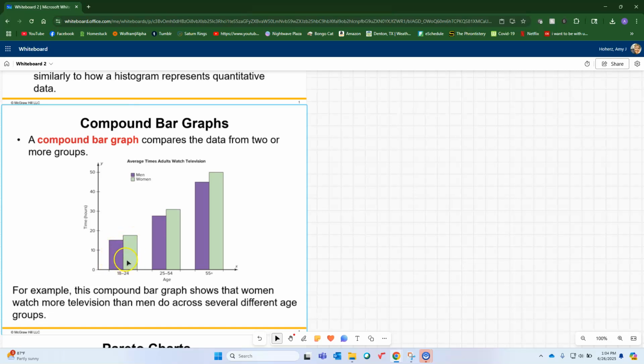And so for here, you could see for like the 18 to 24-year-olds, the men are at about 16 or so, and the women look like they're maybe at 18 as far as their hours. And then they have it broken up by 3 different age groups. So they have 18 to 24-year-old men and women, 25 to 54 men and women, and then 55 and over men and women. And then just as an interpretation, it says, for example, this compound bar graph shows that women watch more television than men do across several different age groups. I don't have any idea if this is real data or somebody made it up.